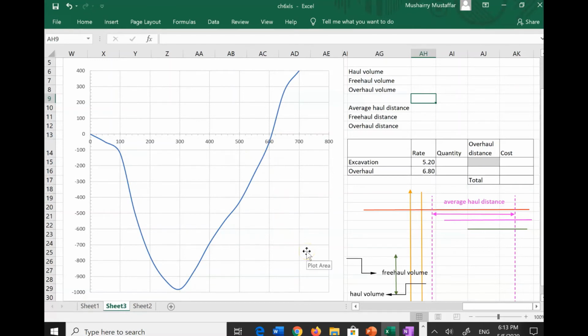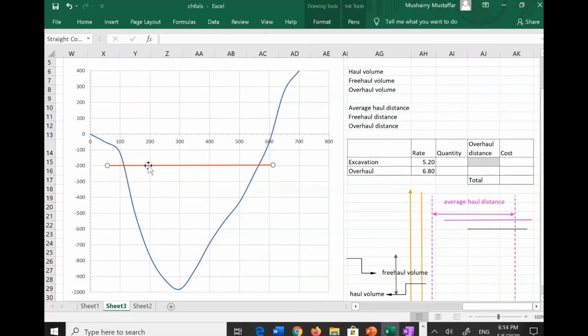All right, so let's read the question again. It says the balancing line is at cumulative volume negative 200 meter cube. So we know that a balancing line should be parallel to the x-axis. I have prepared the lines to expedite things. So you have to draw a horizontal line and place it on the 200 meter cube line, just to show you that is a balancing line.